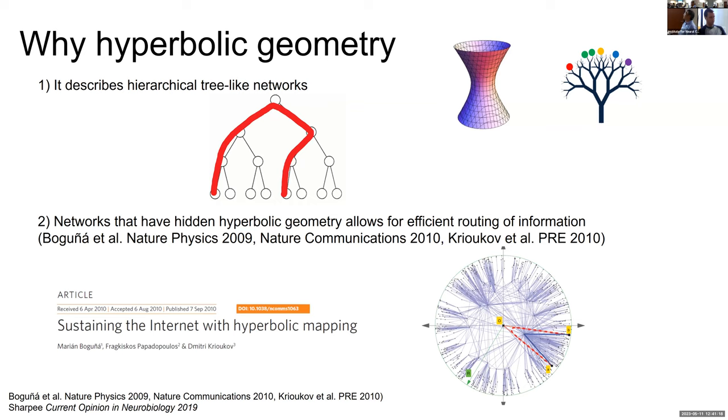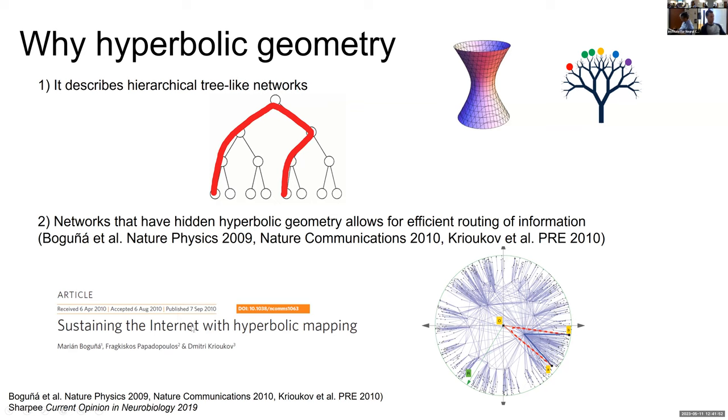One of them, very interesting, is called Sustaining the Internet with Hyperbolic Mapping. And they make a point that there are like black holes in the internet, meaning there are nodes which you cannot reach reliably. The signals just fail to reach them. This is an article from a few years back, maybe 10 years back.